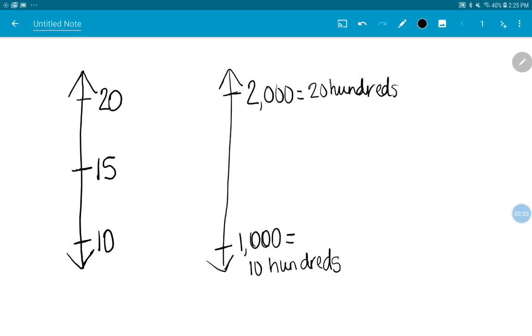So what's my midpoint going to be? 1,500. What's the midpoint, Jeremiah? 1,500. That's the same as how many hundreds? 15 hundreds. Yeah, that's the exact same thing, just a different way of saying or representing the same amount.